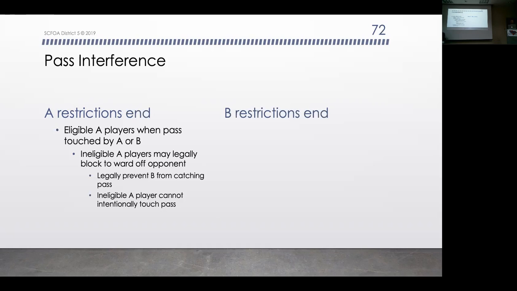As soon as B touches it, ineligible A players are able to do whatever they want to do. B restrictions end when the pass is touched by any A or B player. So again, a little bit more lenient for B.